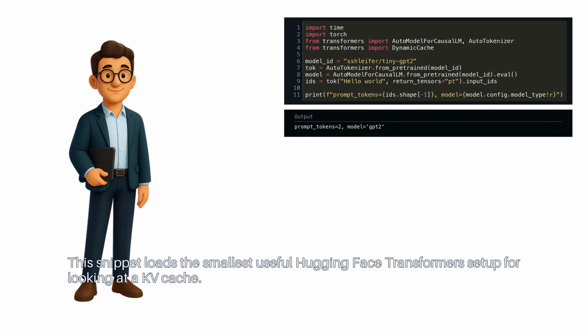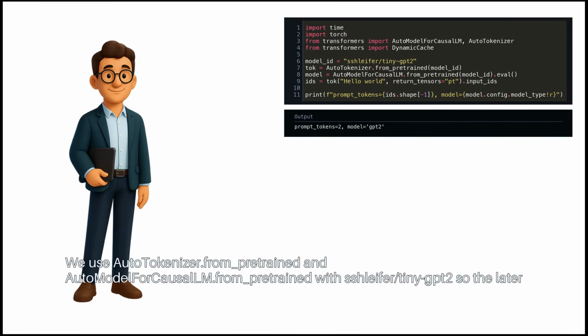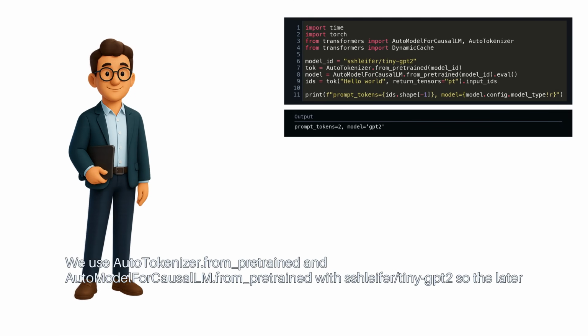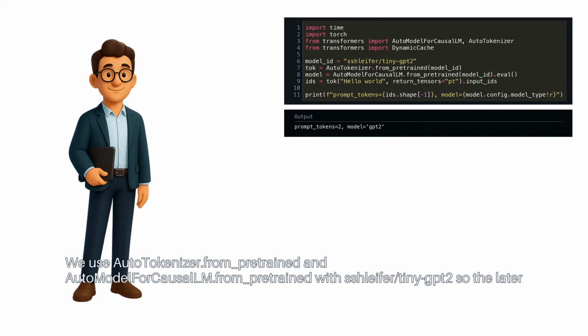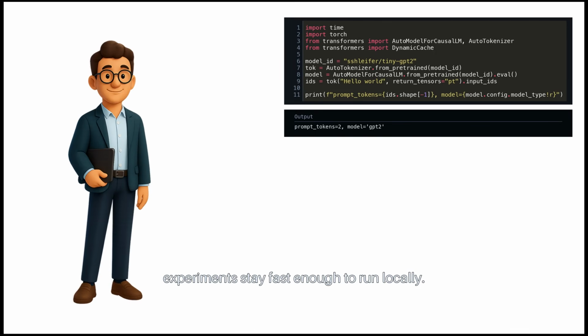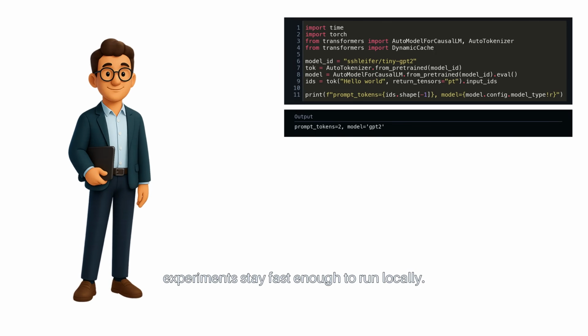This snippet loads the smallest useful Hugging Face Transformers setup for looking at a KV cache. We use AutoTokenizer.from_pretrained and AutoModelForCausalLM.from_pretrained with sshleifer/tiny-gpt2, so the later experiments stay fast enough to run locally.